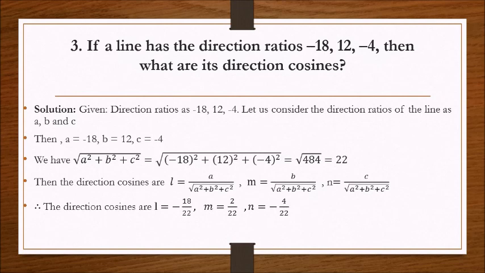We substitute the values. So substituting and solving, what do we get? L equals minus 9 by 11, M equals 6 by 11, and N equals minus 2 by 11. So these are the direction cosines. So this is the answer.